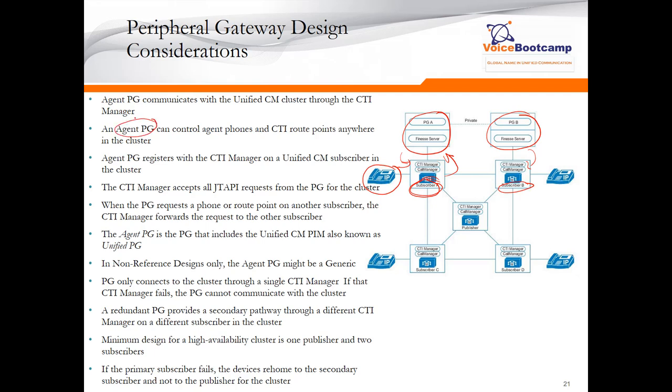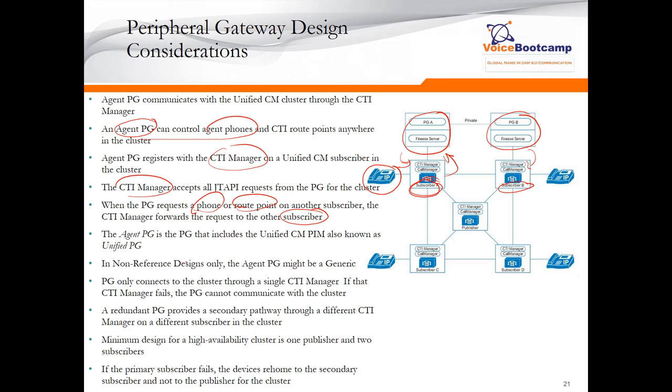Now, agent PG can control the agent phone and CTI route point anywhere in the cluster, even though they are registered to subscriber A. Agent PG registers with CTI manager on a particular subscriber or even publisher for that matter. CTI manager will accept all the JTAPI communication from the PG and use that communication to control whatever it needs to control. When PG requests a phone or CTI route point on another subscriber, the CTI manager will forward the request to that subscriber itself.